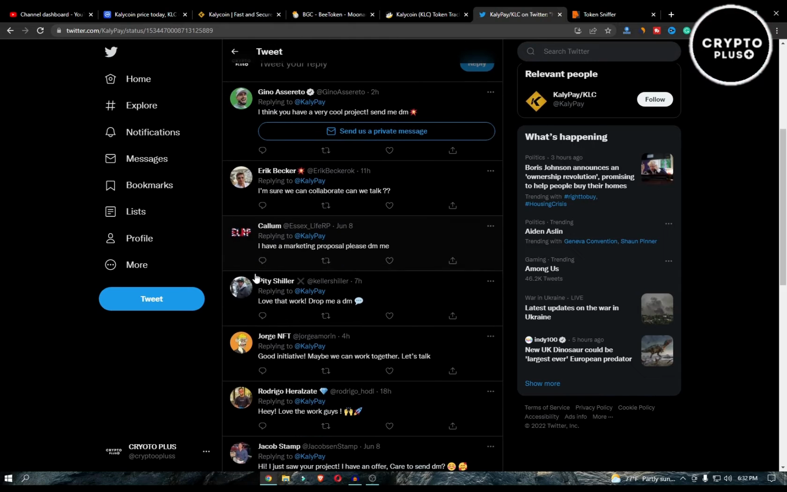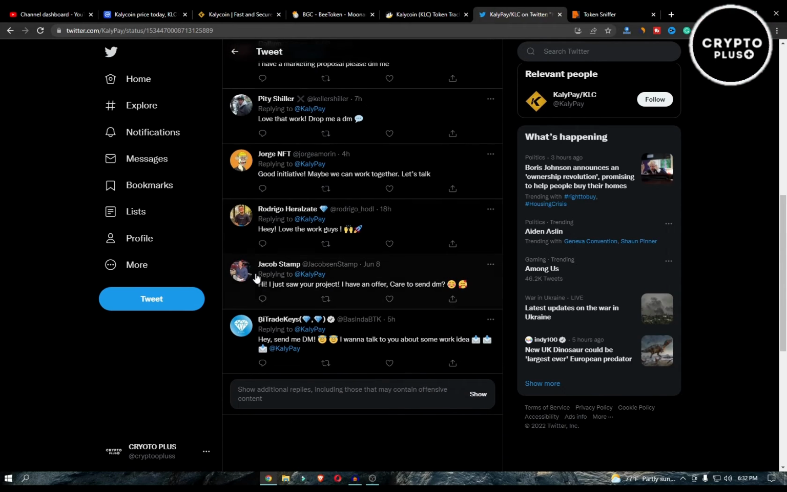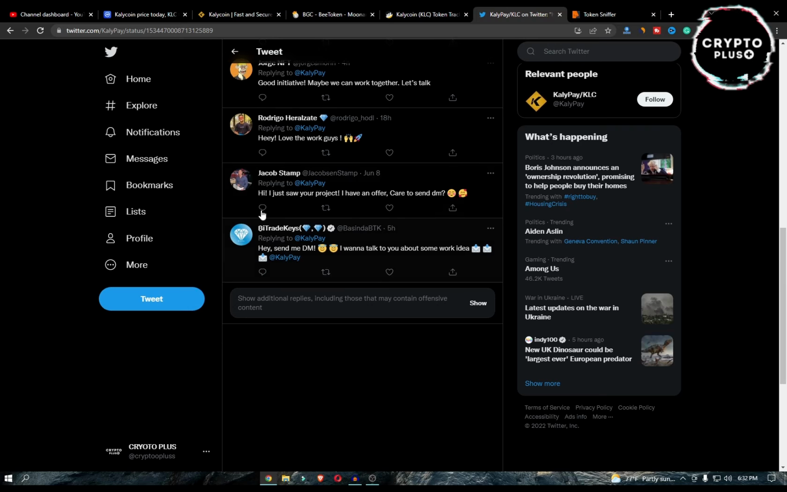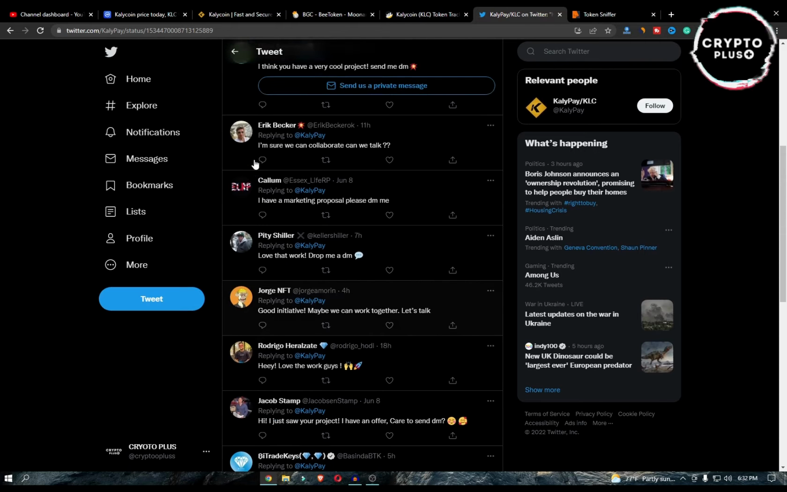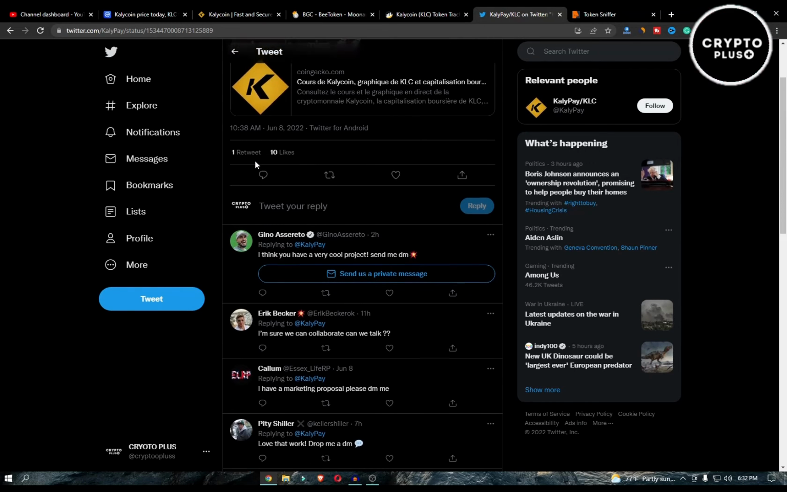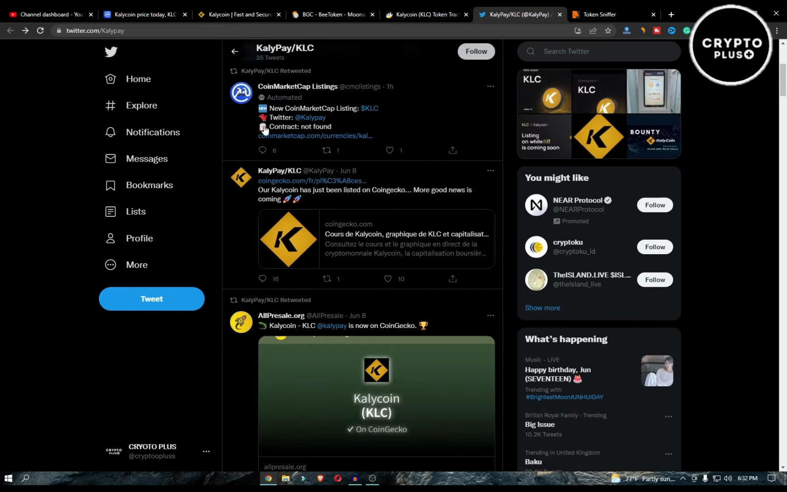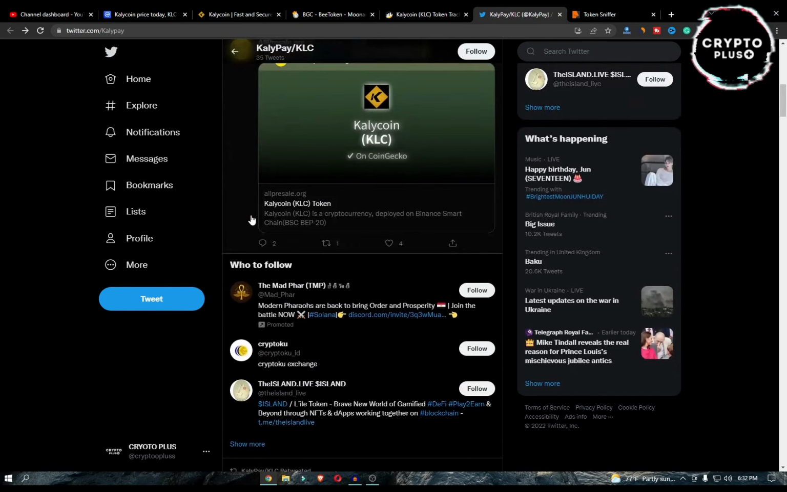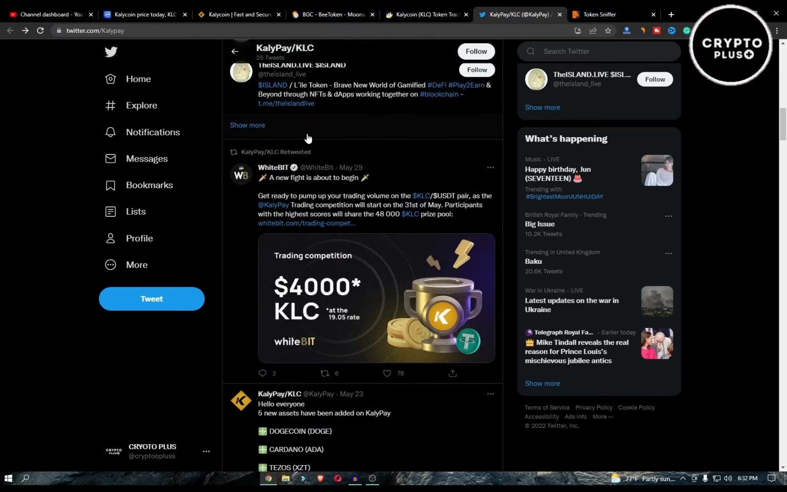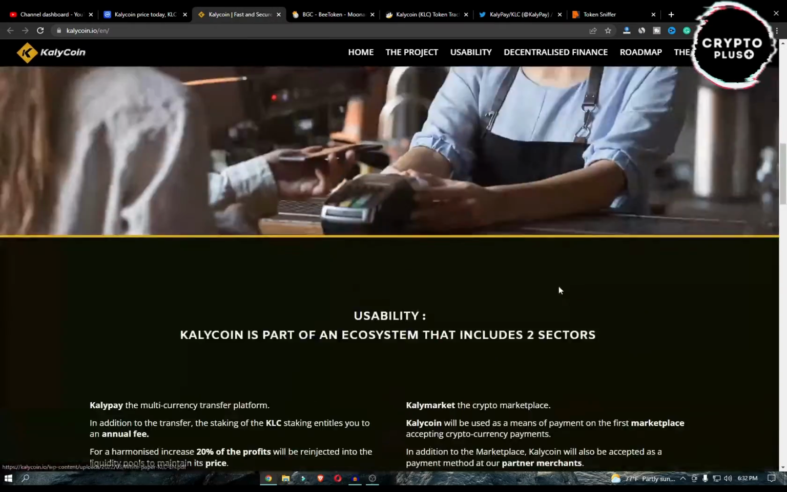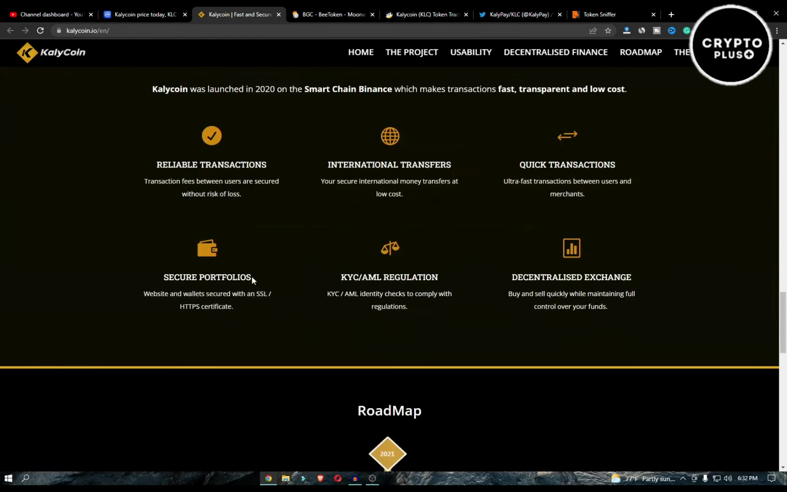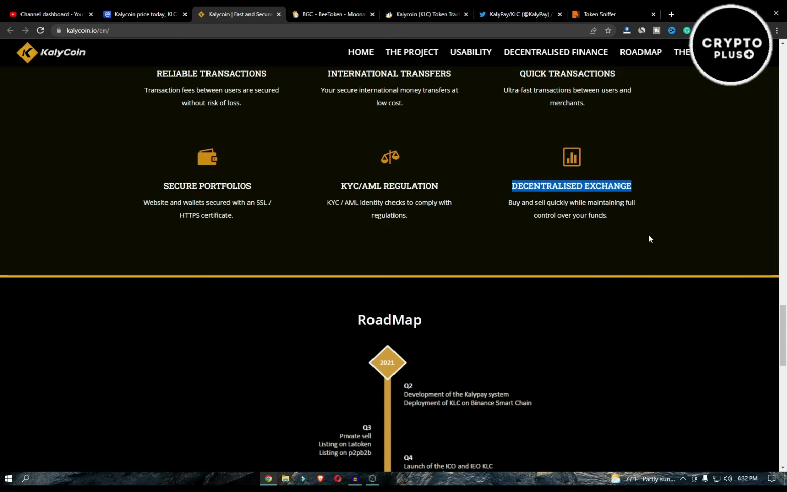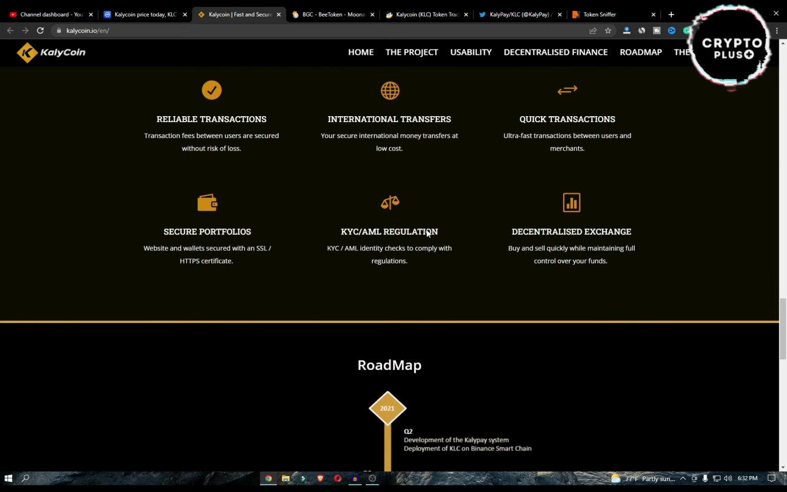And here are the features of their project. The first one, reliable transaction. Transaction fees between users are secure without risk of loss. International transfers. Your secure international money transfer at a low cost. Quick transaction. Ultra fast transaction between users and merchants. Secure portfolio. Website and wallet secured by SSL and HTTPS certificate, and Kalycoin identity checks to comply with regulations. Decentralized exchange, buy and sell quickly while maintaining full control over your funds.